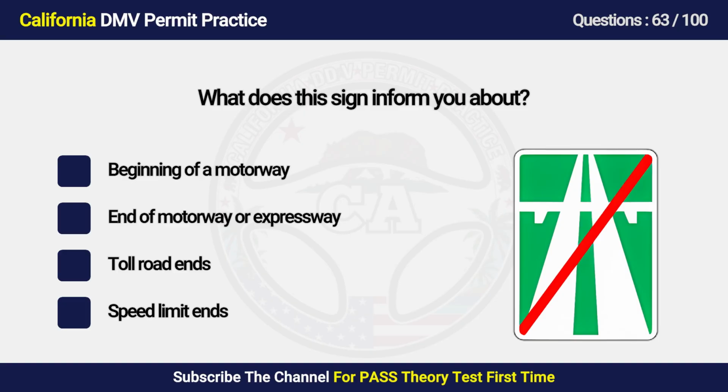A. Beginning of a motorway. B. End of motorway or expressway. C. Toll road ends. D. Speed limit ends.